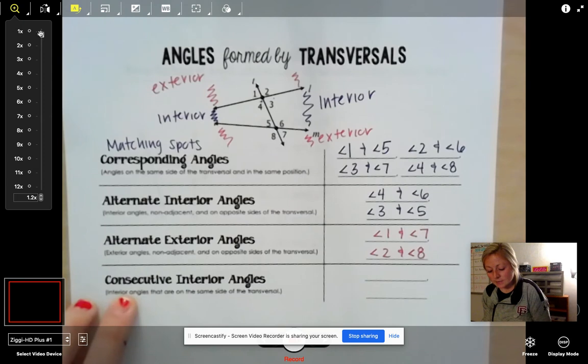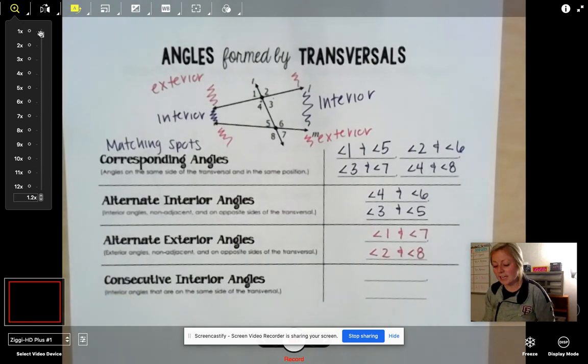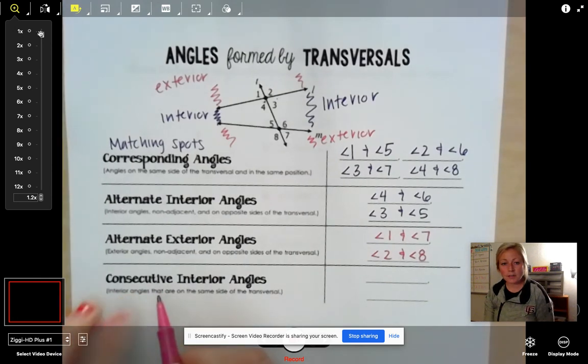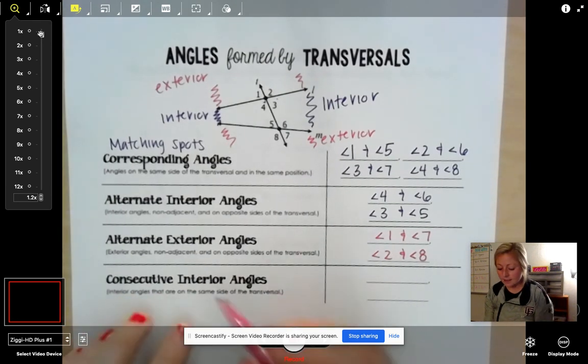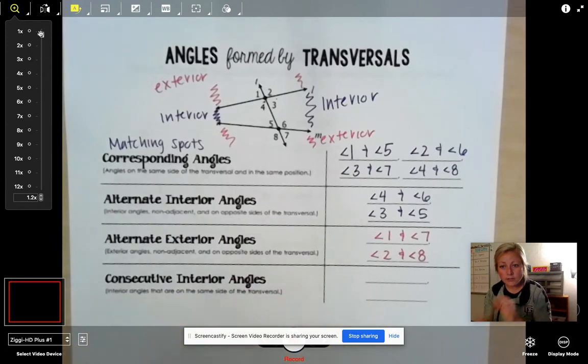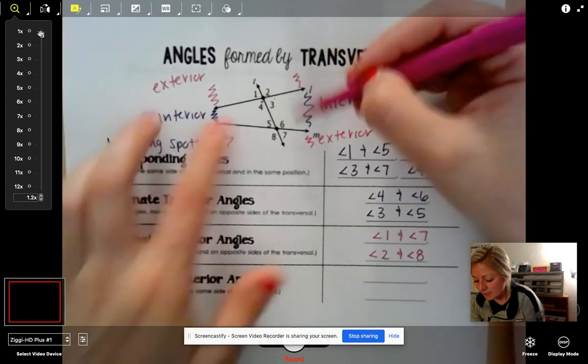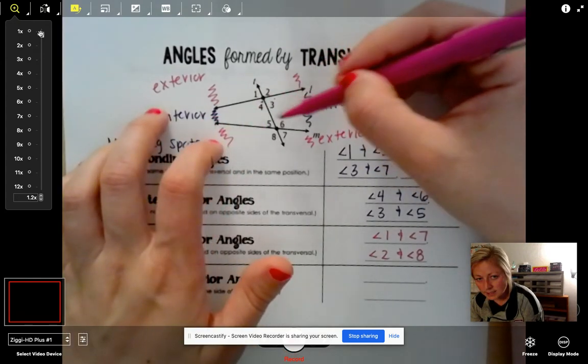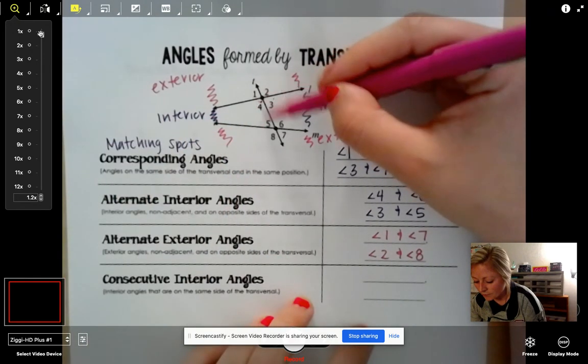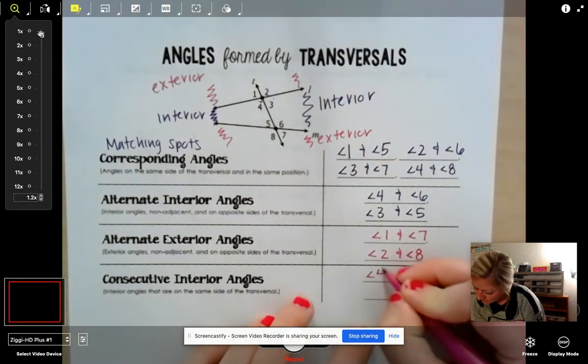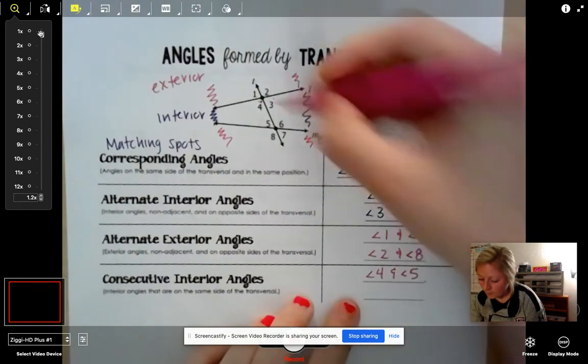Now our last angle relationship would be the consecutive interior angles. Consecutive means next to or in a row. Consecutive numbers would be like 4, 5, 6. They're right next to each other, right? So consecutive would mean on the same side, and interior on the inside. So they're next to each other on the inside. Where would that be? Well, here's my inside, my interior. Now what's next to each other? Well, 4 and 5 are. Or 3 and 6.